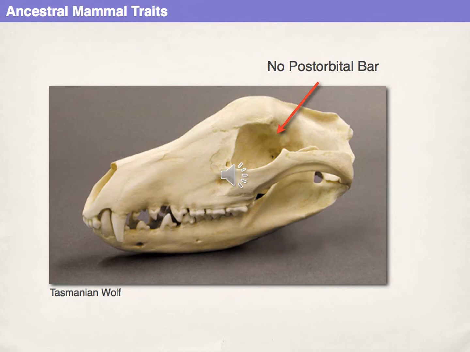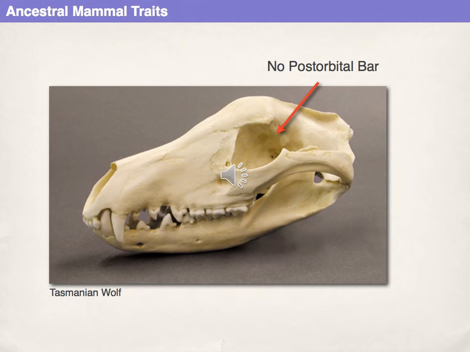A post-orbital bar is a piece of skeletal tissue that connects both the frontal bone and the zygomatic bone. This would be the bone that makes up the top of your eye orbits and the bone that makes up parts of your cheek. Some organisms do not have an actual bone that connects that area to the outside of the eye orbit. For example, this Tasmanian wolf does not have a postorbital bar. You can see at the arrow, there is no bone that connects the top of the skull to the side of the cheek.